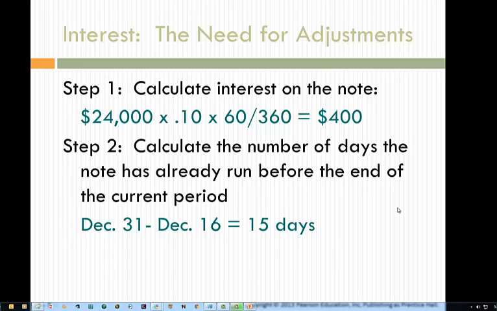The total interest is $24,000 times 10% times 60 over 360, which equals $400. But that's for the entire 60 days. We only need to accrue interest for the amount of time between the issue date and December 31st. The issue date is December 16th, so we need to accrue interest for 15 days.